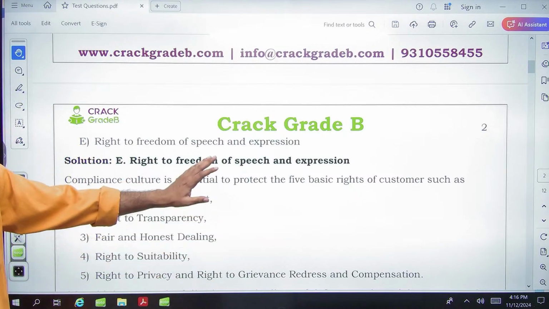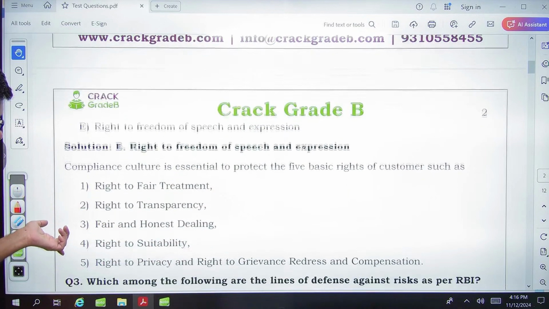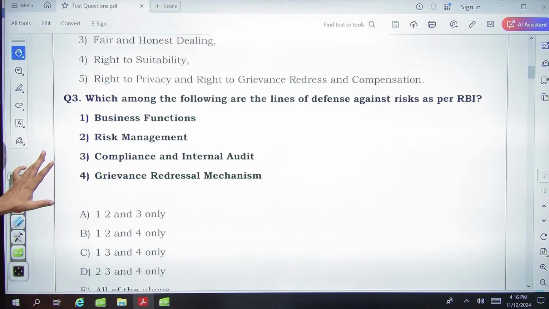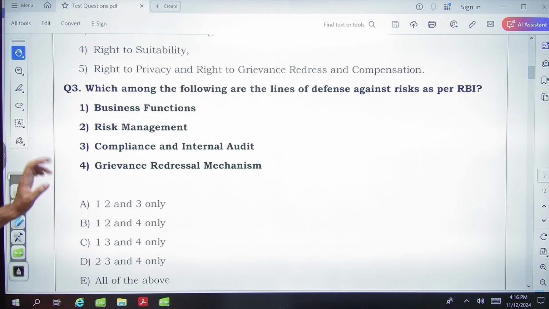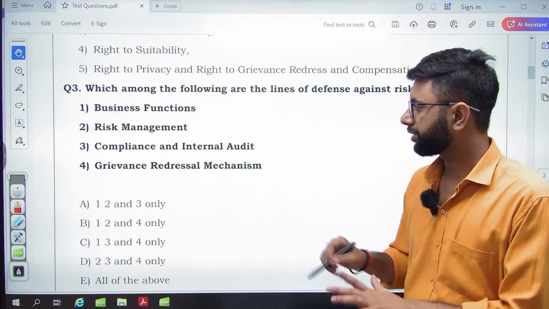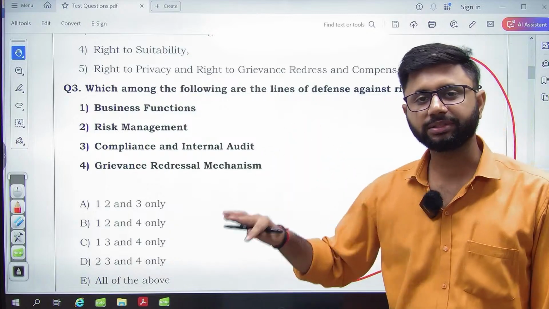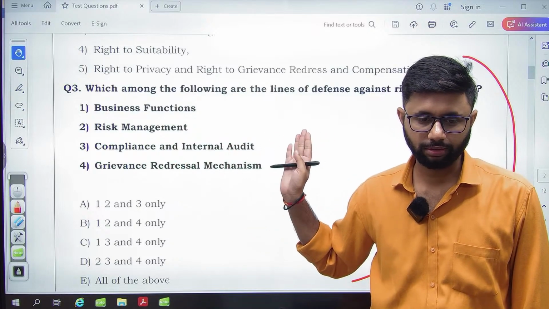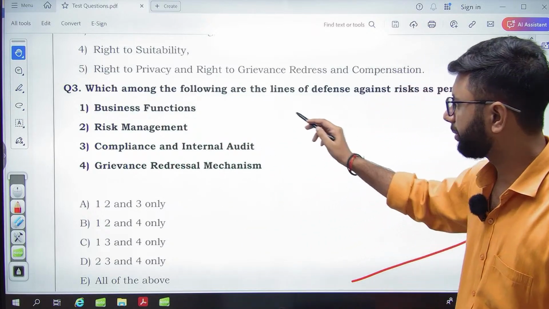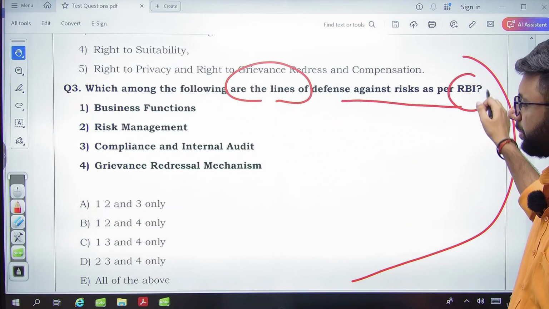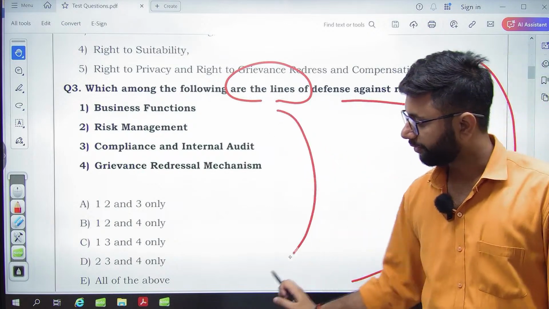Is this clear? Any confusion? Okay, now let's move on to do this question. This question you should easily do because in one of the previous sessions we've already understood the different lines of defense. So please tell, which among the following are the lines of defense against risks as per the Reserve Bank of India? What do you think is the correct answer?